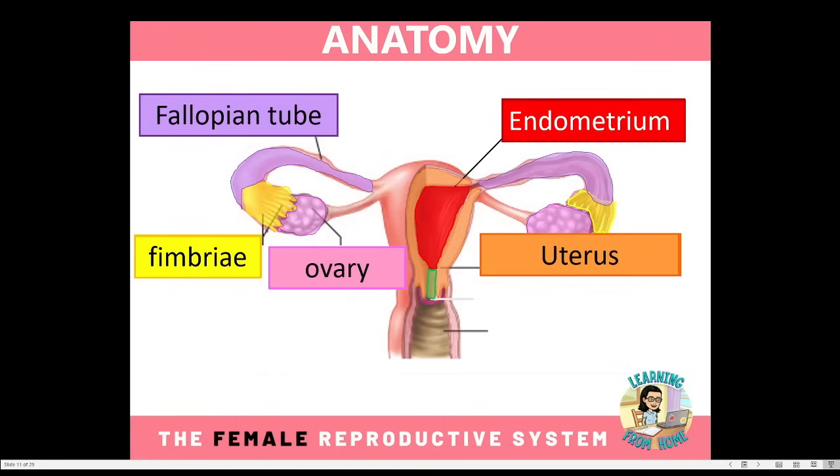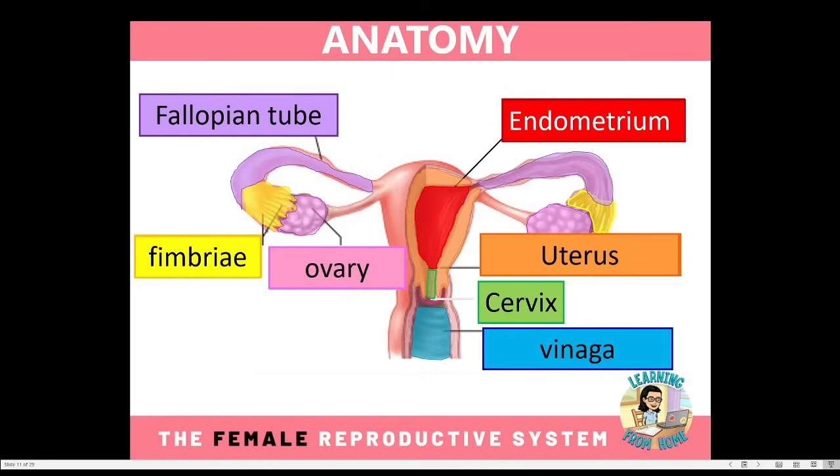This one, the part that is highlighted in green, it is called the cervix. And finally, the part highlighted in blue, you know this very well. We call that the vagina. Now, these are the important parts of the female reproductive system. We also have external parts which are discussed in your module. I will not be discussing those parts further in this video lesson. Let's go now to the different functions of these parts.